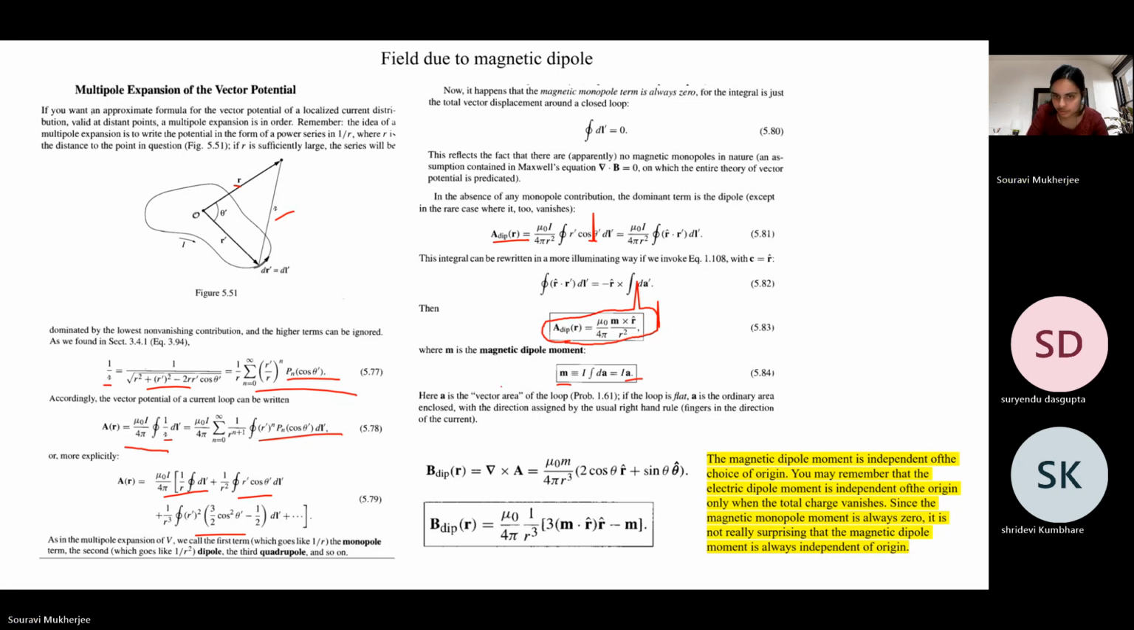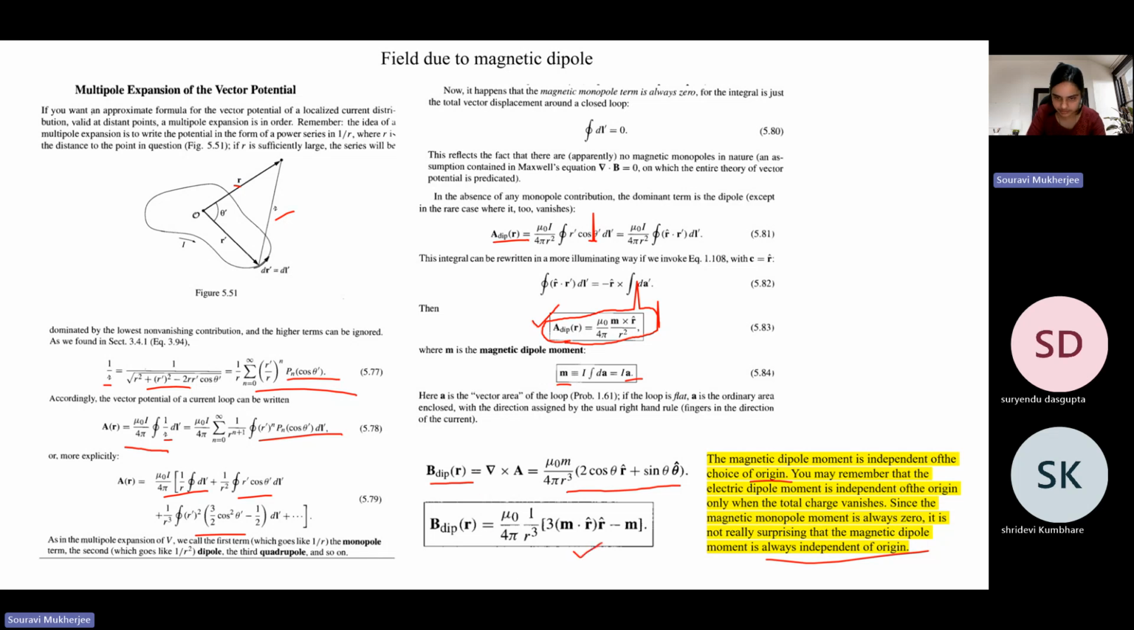Okay, so this is the field due to a dipole. Now this is the vector potential. If you use the vector potential to find an expression for the magnetic field, you have to take the curl of A and you end up getting this. Because the monopoles are always zero, this magnetic dipole moment is independent of the choice of origin. For the electric dipole moment, whenever the monopole went to zero, it was independent of the origin. For the magnetic case, the monopole never exists, so the magnetic dipole moment is always independent of origin. And this is your expression of field for a magnetic dipole.